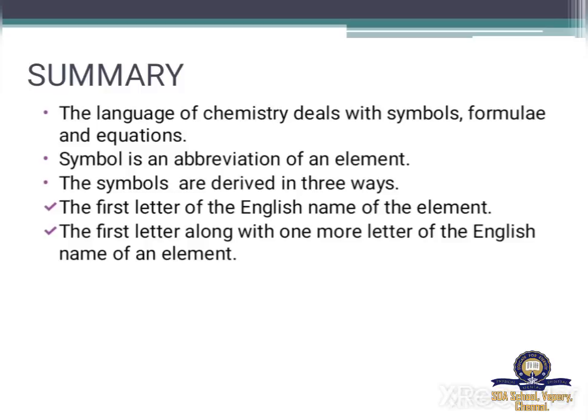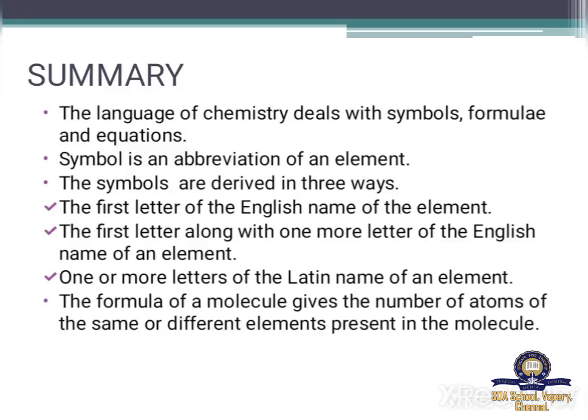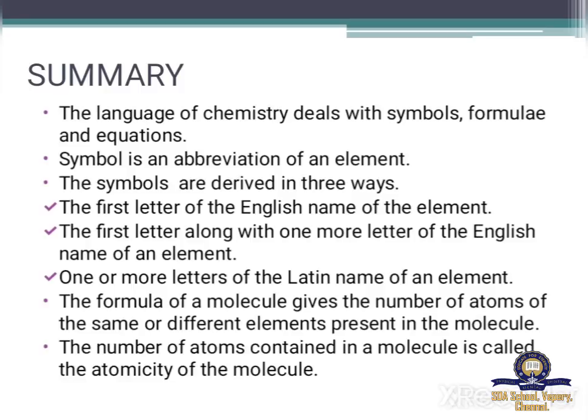In the former, the letter should be written in a capital letter. And finally, one or more letters of the Latin name of an element. So these are the 3 ways from which the symbols of the elements are derived. Then the formula of a molecule gives the number of atoms of the same or different element present in the molecule. And finally, the number of atoms contained in a molecule is called the atomicity of the molecule.